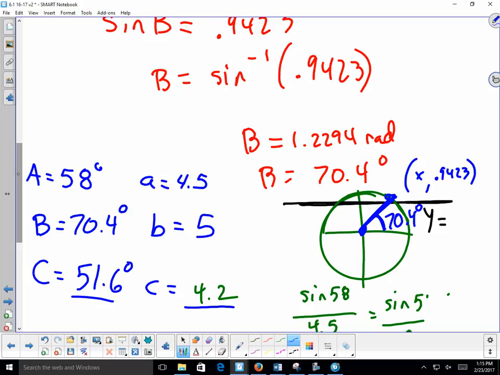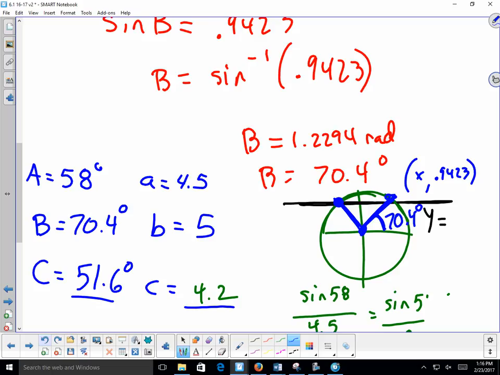Would it be 160.4? Where are you getting 160? I added 90. You're adding 90? That's going to put me over here maybe. Jacob? It'd be almost like if you reflected that point across. So over here, reflect? Yeah. So we want this angle, and how do we find that angle? It's 109.6. How'd you get that?